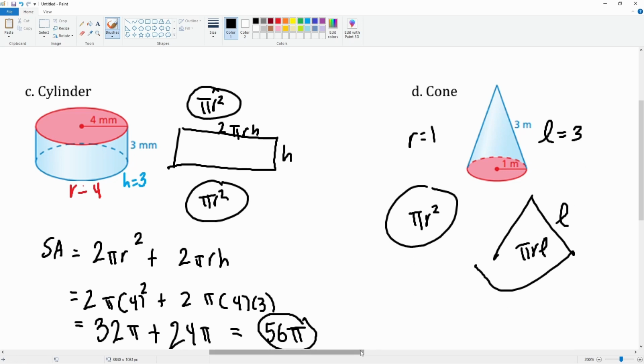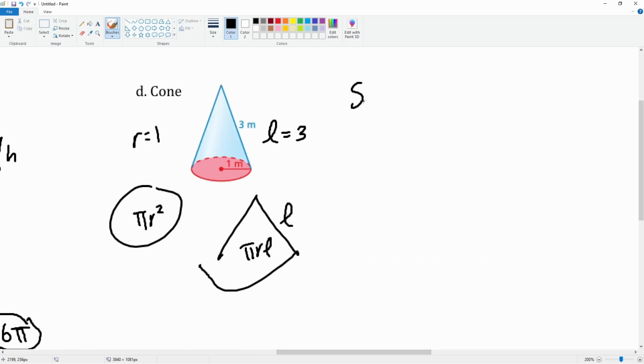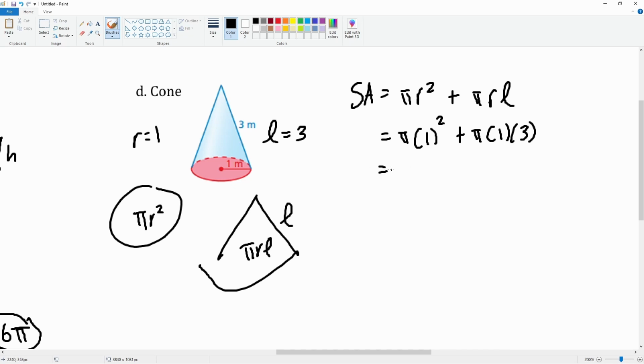So surface area is equal to pi r squared plus pi RL. Pi 1 squared plus pi 1 times 3. So this is 1 pi plus 3 pi, so this becomes 4 pi. That is the surface area of the cone.